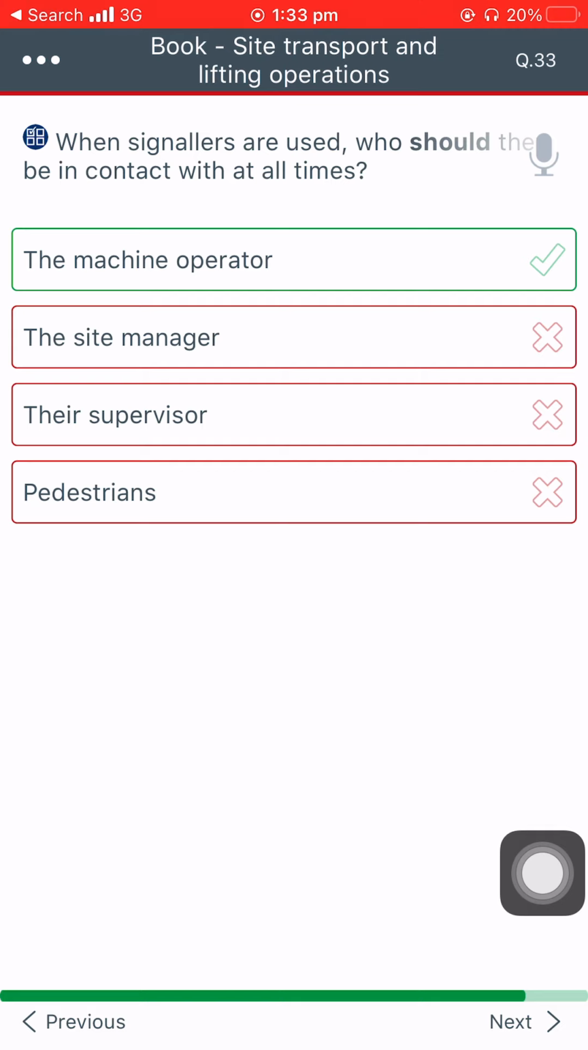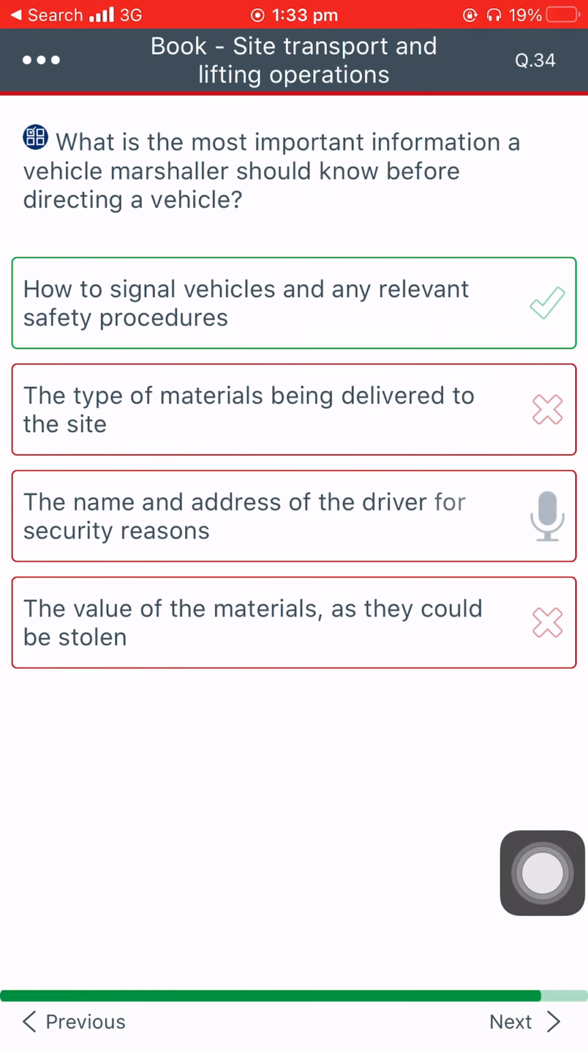When signallers are used, who should they be in contact with at all times? The machine operator, the site manager, the name and address. What is the most important information a vehicle marshaller should know before directing a vehicle? How to signal vehicles and any relevant safety procedures.